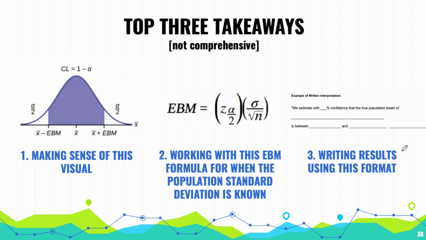So again, the top 3 takeaways from this video, it's not comprehensive, but it's good to review. Start making sense of this visual and how this maps onto what you already know about the normal distribution. Here's the formula we're going to use when calculating the EBM for when the population standard deviation is known. And I know it's a little bit hard to see here in the video, but go back in the video. You want to practice writing results using this format. We estimate with blank % confidence that the population mean of very explicit description right here of your variable is between lower value, upper value, and don't forget to include your units, okay?